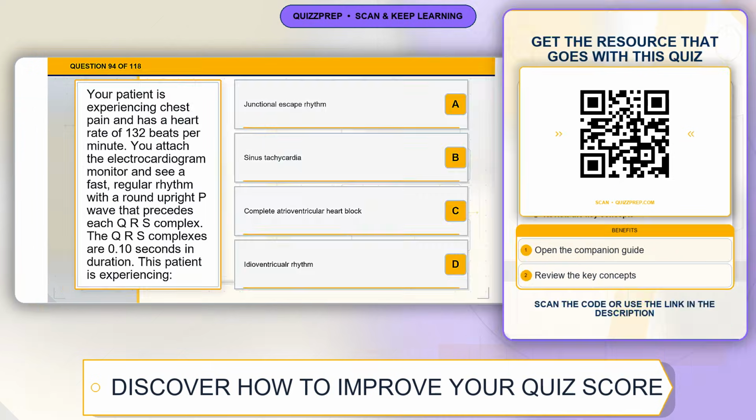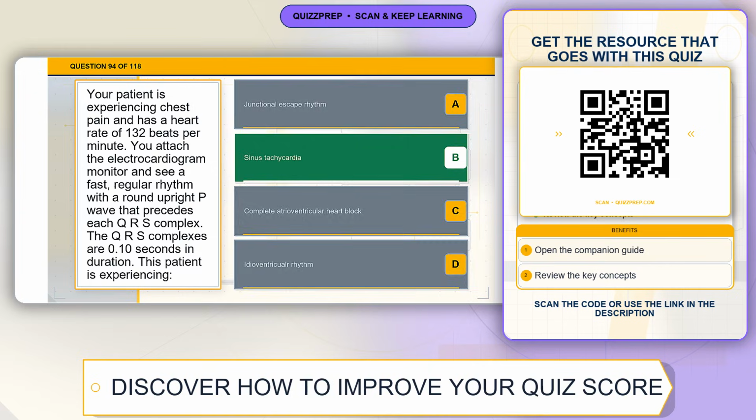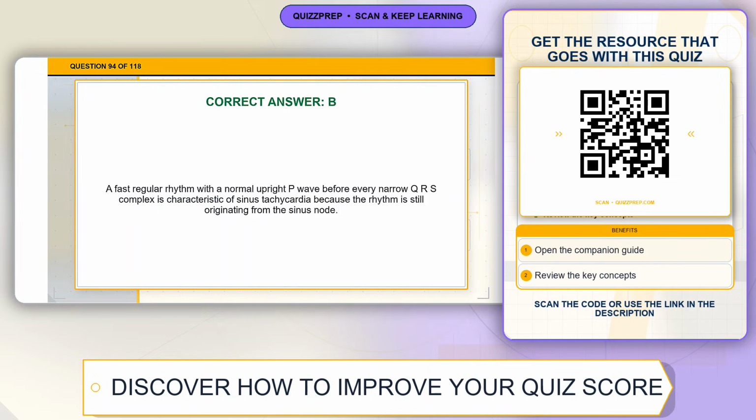Question 94. Your patient is experiencing chest pain and has a heart rate of 132 beats per minute. You attach the electrocardiogram monitor and see a fast, regular rhythm with a round upright P wave that precedes each QRS complex. The QRS complexes are 0.1 seconds in duration. This patient is experiencing: Option A, junctional escape rhythm. Option B, sinus tachycardia. Option C, complete atrioventricular heart block. Option D, idioventricular rhythm. The correct answer is option B, sinus tachycardia. Explanation. A fast regular rhythm with a normal upright P wave before every narrow QRS complex is characteristic of sinus tachycardia because the rhythm is still originating from the sinus node.